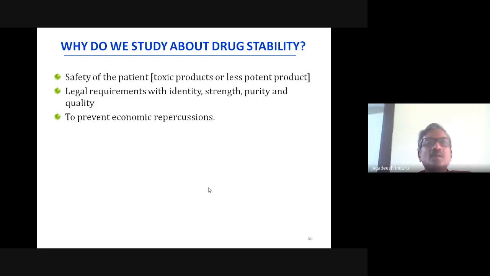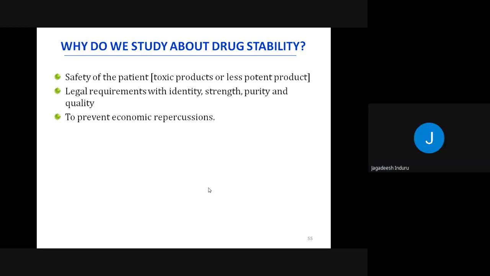Why do we study drug stability? For the safety of the patient: the toxic product formed during degradation is going to damage our patient. That is the reason we need to study the mechanisms and the nature of the toxic product. Another one is that during degradation, the initial content of the drug will get reduced. When it falls below 90%, it will not act. That is another major issue we are going to look into.